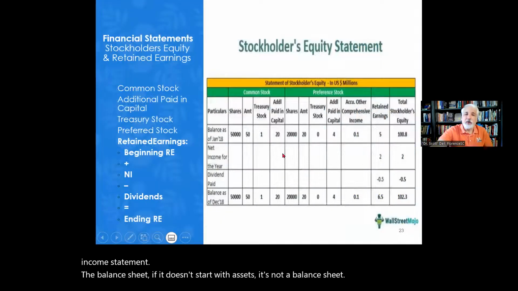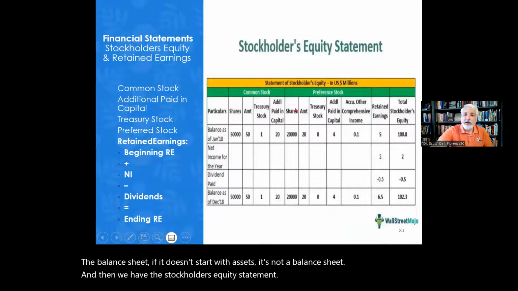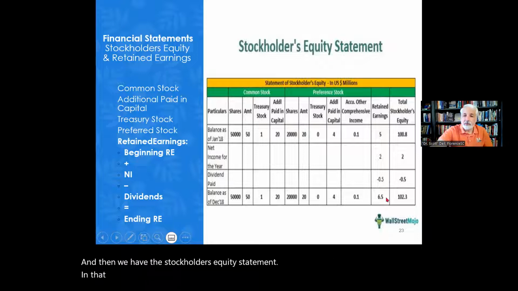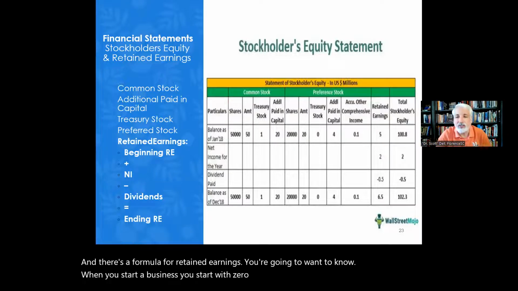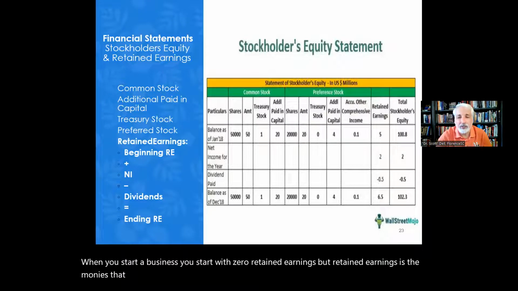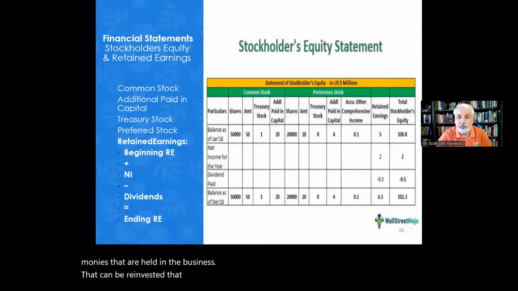And then we have the stockholders' equity statement. In that is retained earnings. And there's a formula for retained earnings you're going to want to know. When you start a business, you start with zero retained earnings. But retained earnings is the monies that are held in the business that can be reinvested, that are not given out in dividends. Because what does a company do?